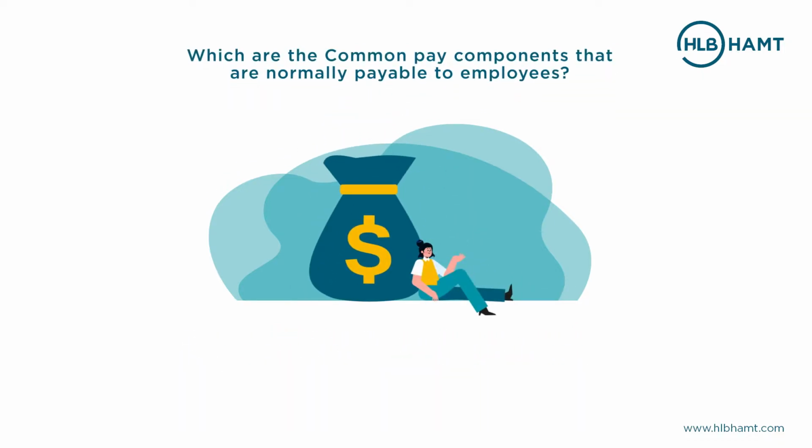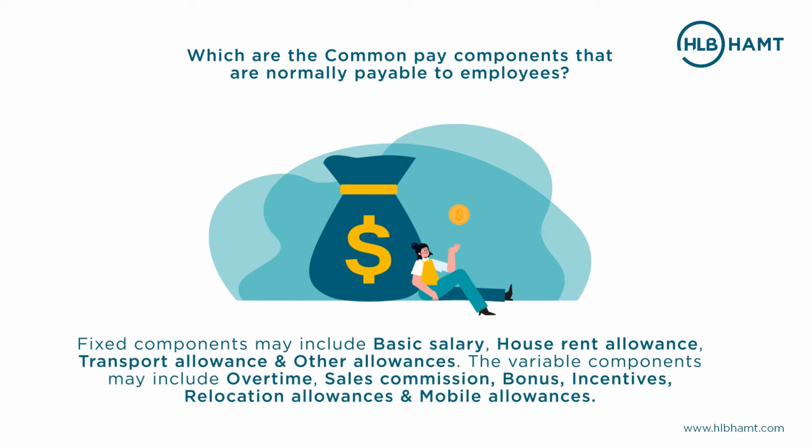Which are the common pay components that are normally payable to employees? Fixed components may include basic salary, house rent allowance, transport allowance and other allowances. The variable components may include overtime, sales commission, bonus, incentives, relocation allowances and mobile allowances.